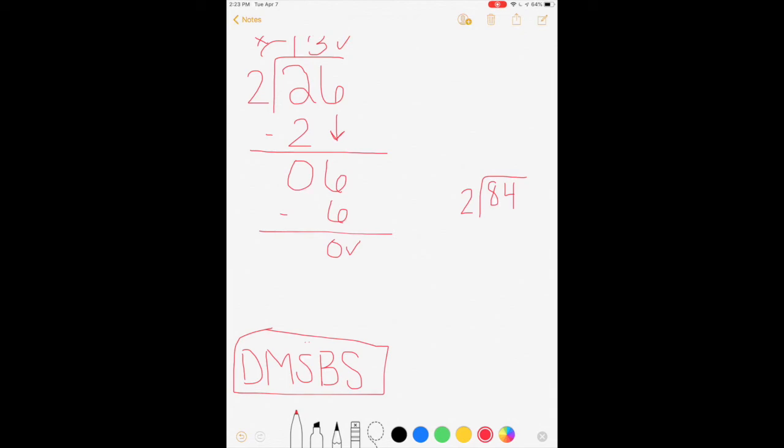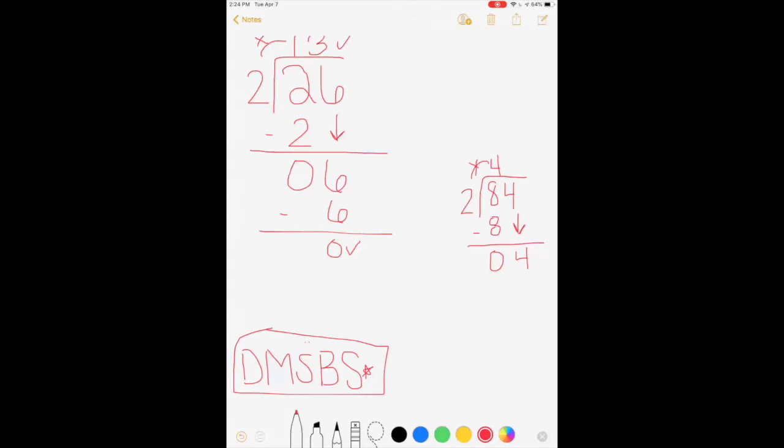So the first thing I need to do is divide. 8 divided by 2 is 4. Now I need to multiply. 4 times 2 is 8. S stands for subtract. 8 minus 8 is 0. B stands for bring down, so I bring down my 4. The second S stands for start over.